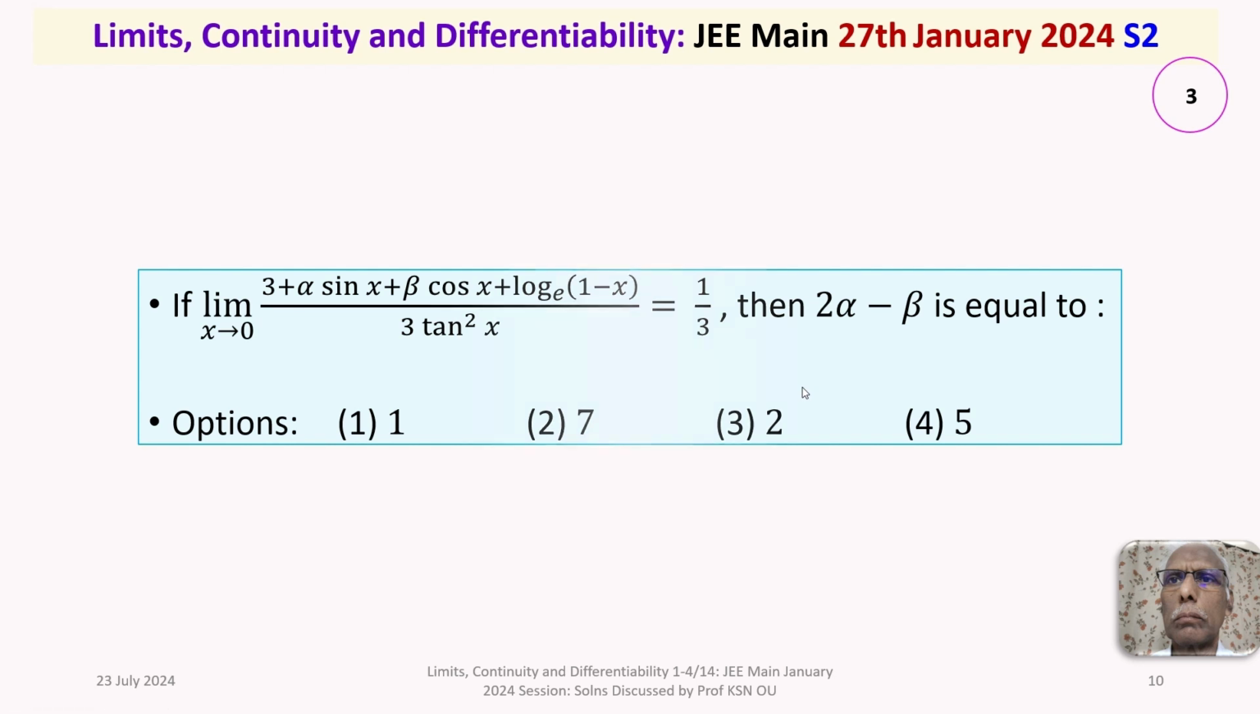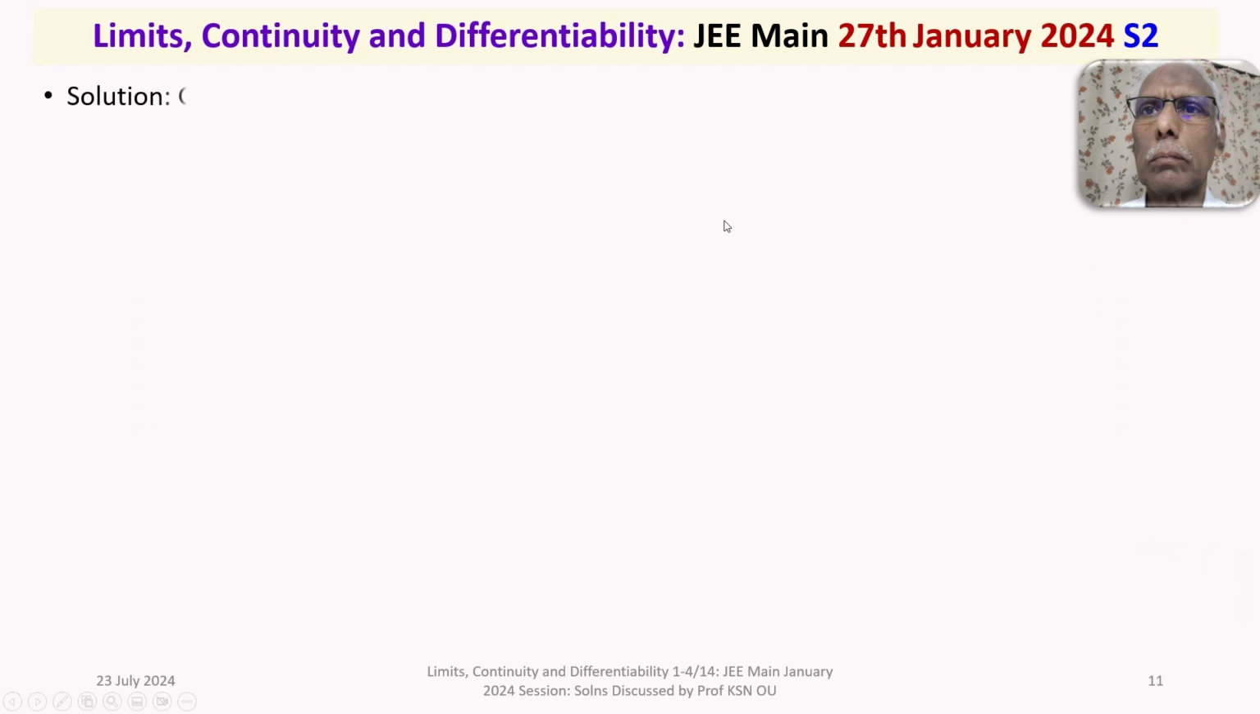Right. Let's now discuss the solution of the problem in detail. We are given the limit as x tends to 0 of (3 + alpha sin x + beta cos x + log(1 - x) to the base e) divided by 3 tan square x is equal to 1 by 3. That means the limit exists as a finite number, that is 1 by 3. Agreed.